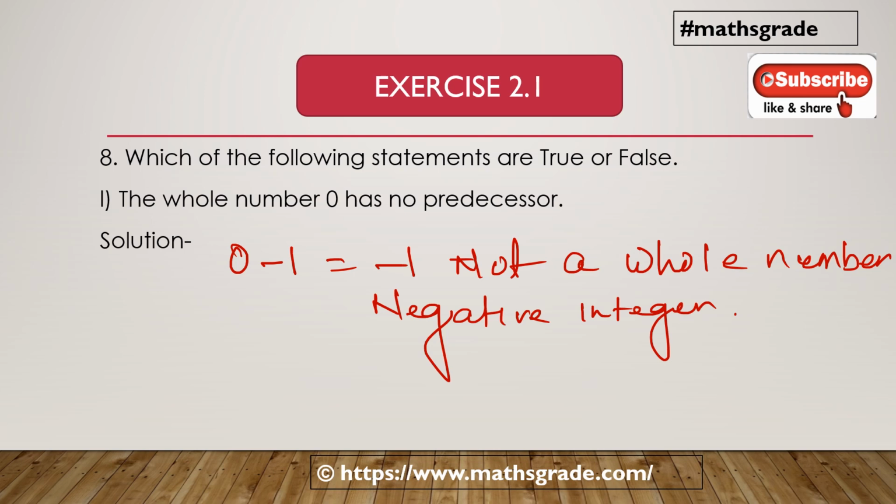So the statement that whole number 0 has no predecessor is true. The predecessor of 0 is minus 1 and minus 1 is not a whole number. So it is true. Whole number 0 has no predecessor because minus 1 is not a whole number.